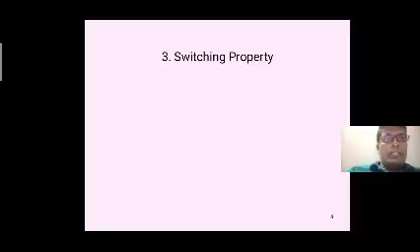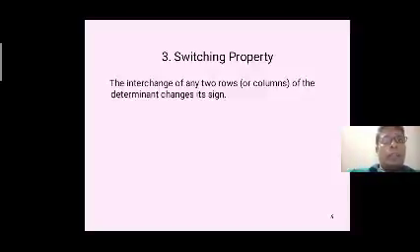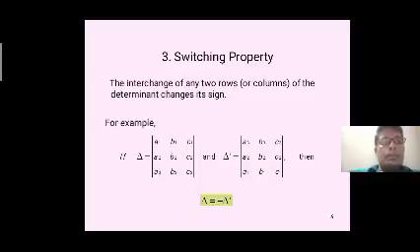The third one is the switching property. The interchange of any two rows or columns of the determinant changes its sign. For example, if delta is equal to A1 B1 C1, A2 B2 C2, A3 B3 C3 and delta dash is equal to A3 B3 C3, A2 B2 C2, A1 B1 C1, then delta is equal to minus delta dash.